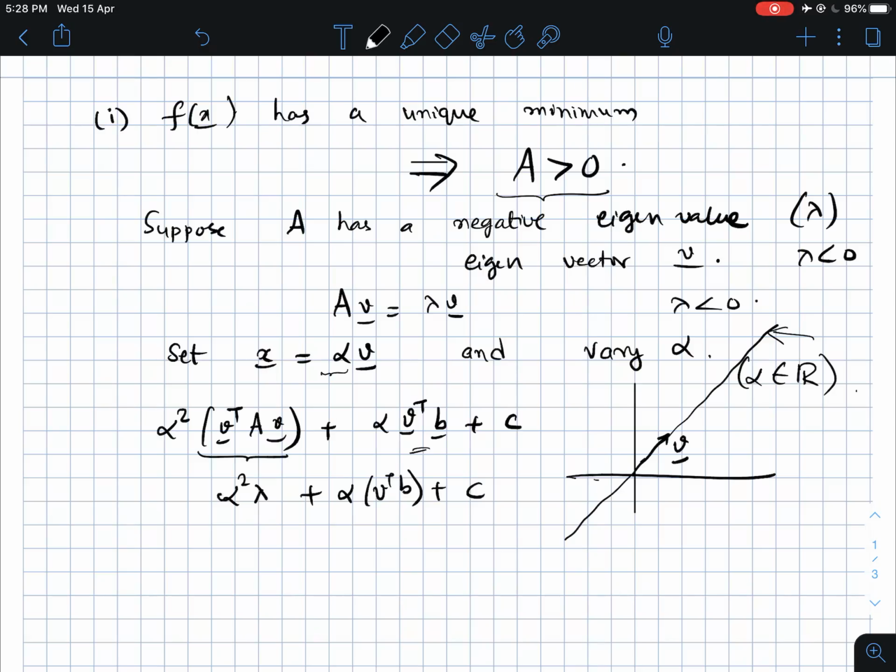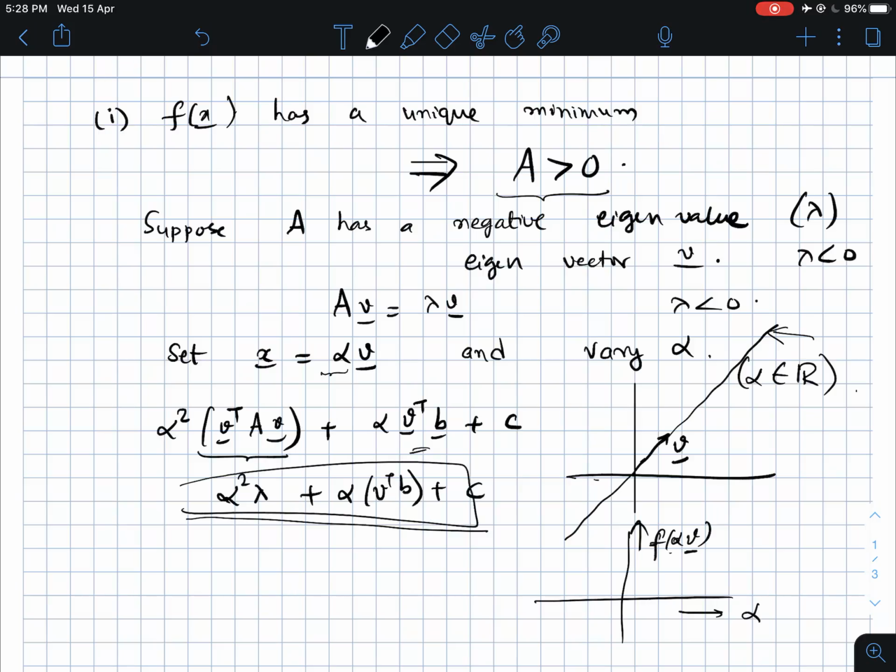Okay, as I told you, effectively alpha is the variable here. As you keep varying alpha, you get all these points. So if you were to consider the plot of this function with alpha on one axis and the value of the function f of alpha v on the vertical axis, then what you will get is essentially a plot of this function, and we already know what that is. You're going to get a parabola, right?